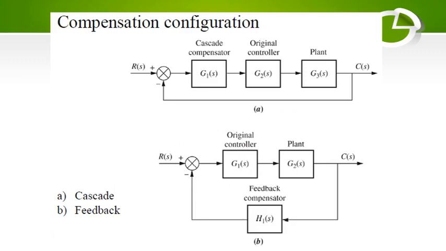Before we proceed, let me introduce to you two types of compensation configuration available in control system. Figure A shows the cascade compensation configuration. If you look at here, the compensator is designed to be in cascade with the original system, which is the controller and the plant. While Figure B shows another type of compensation configuration known as feedback compensation. If you look at the block diagram, you can see that the compensator is designed to be on the feedback path. In this course, we will only focus on the cascade compensator.